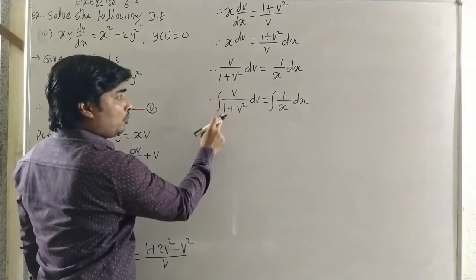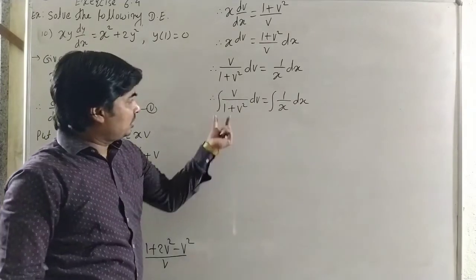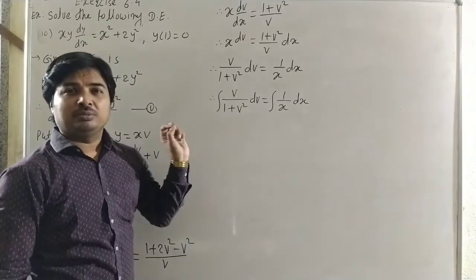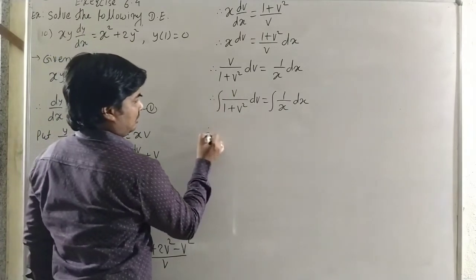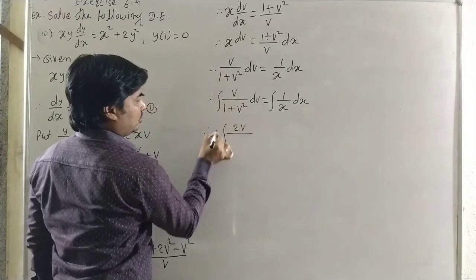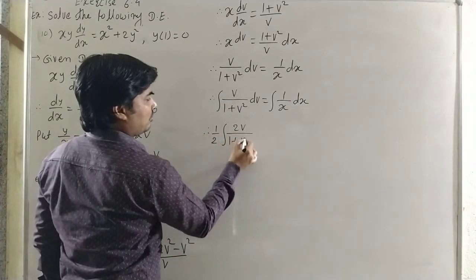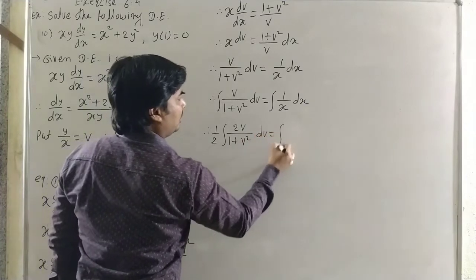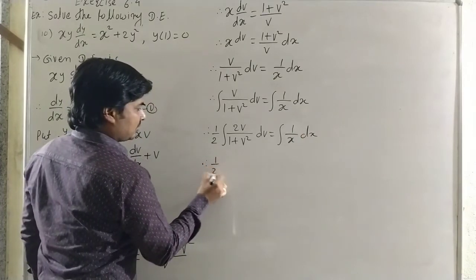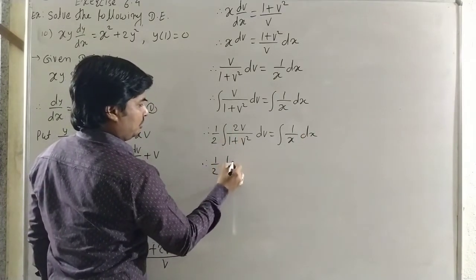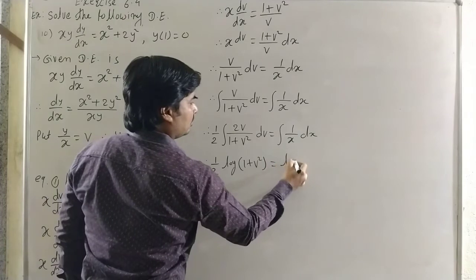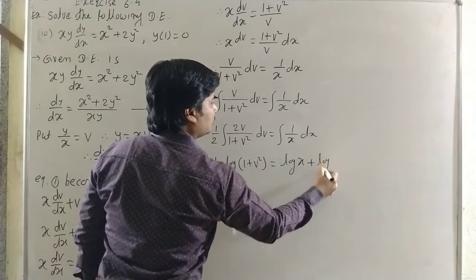Now it is v upon 1 plus v square, linear function upon quadratic function. Therefore adjust the derivative of quadratic function in linear function. Derivative of 1 plus v square, it is a 2v. We can write here 2v. Therefore when we write 2v, it is multiplied by 1 by 2, because here only v. 1 plus v square dv is equal to integral of 1 by x dx. And now taking the integral, it is 1 by 2 as it is. F dash of phi upon f of phi with respect to phi, it is log of f of phi is equal to log x and plus log c.